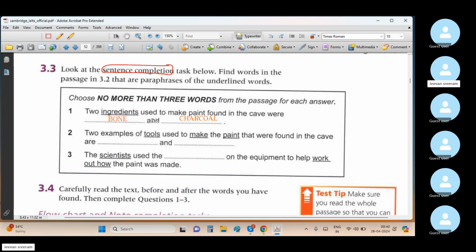Bone and charcoal. Have I spelled correctly, ma? Can you please check? Yes, sir. Next, 2 examples of tools used to make the paint that were found in the cave are dash and dash. Tools. 2 tools. 2 examples of tools given in the paragraphs.